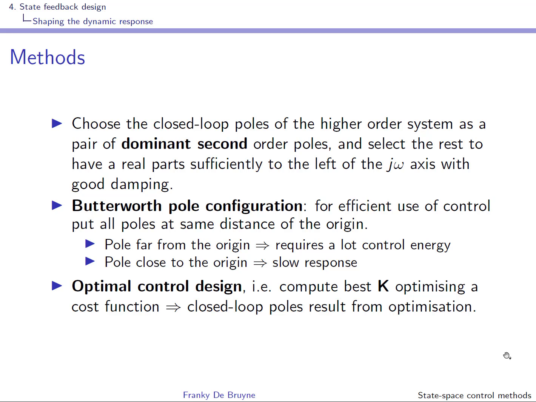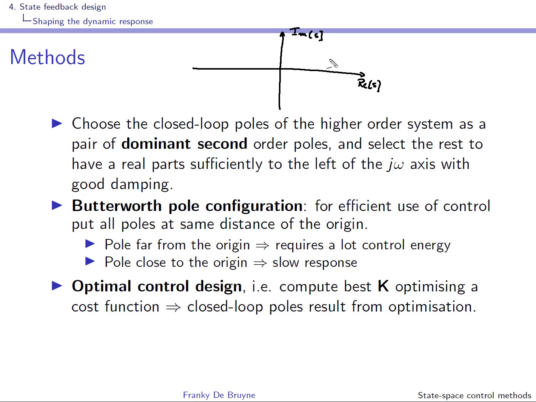The first method is the dominant second order pole method, and the idea is that we assign the closed loop poles as follows. So here you have the S plane, so real part of S and imaginary part of S.